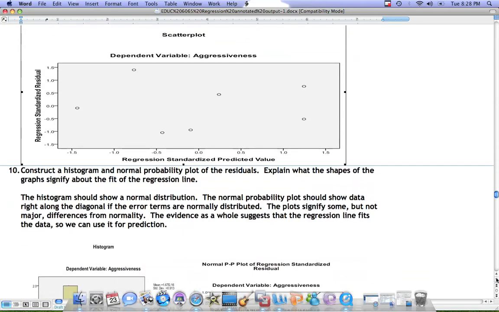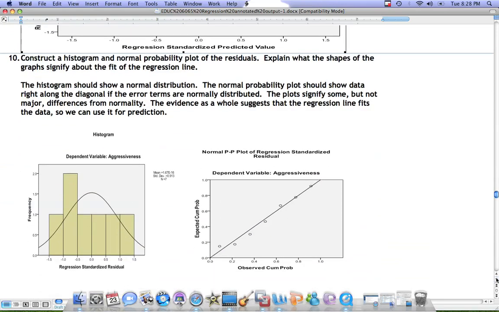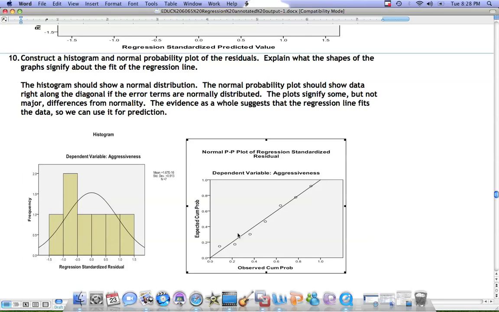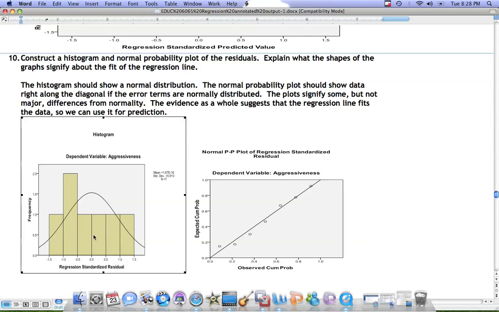Next, we need to make sure that the error terms are normally distributed. We can do that through two pieces of information that SPSS provides. One is a histogram of the residuals, and the other is a normal probability plot of the residuals. Looking first at the histogram of the residuals, there is some question about the normality of the residuals. It looks like a fairly uniform plot. However, with only 7 data points, it is difficult to establish normality in a data set.